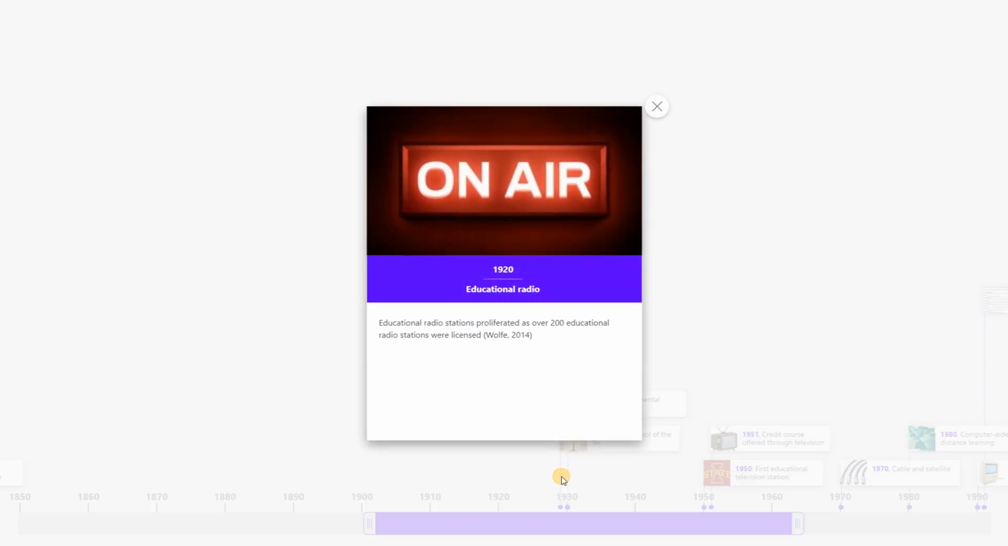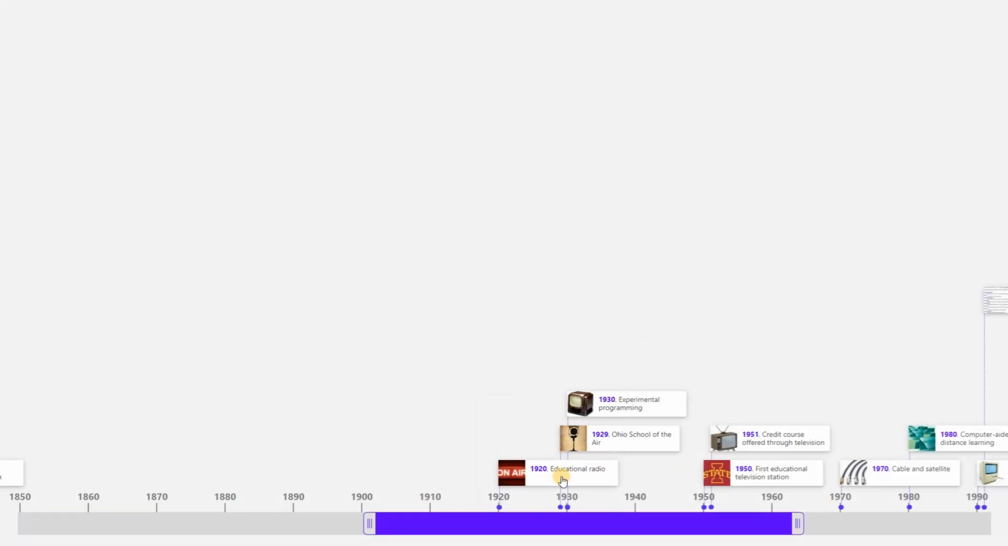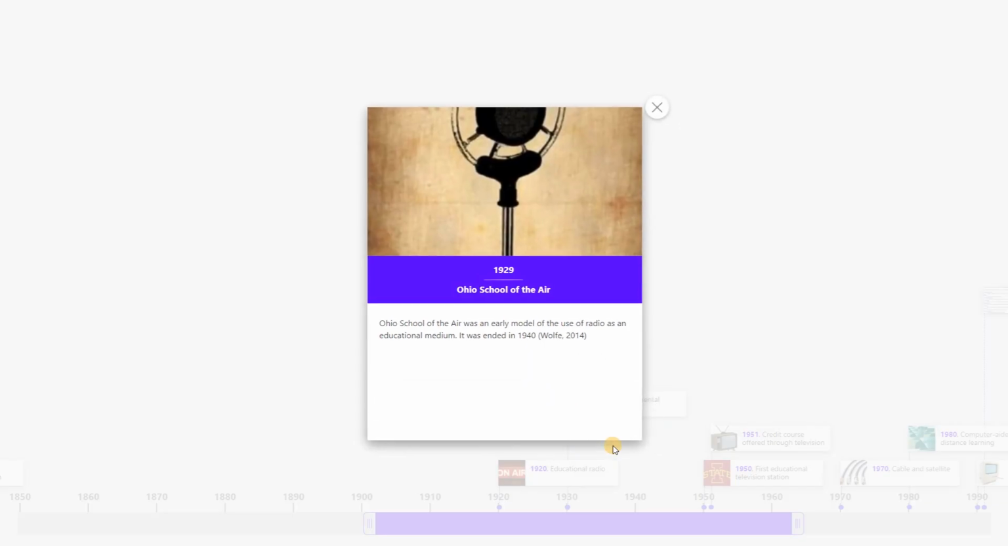In the 1920s, distance education took a new step with the rise of radio education. Over 200 radio stations were permitted to broadcast educational programs. This medium brought education directly into homes through the airwaves, reaching a broader audience, including those who couldn't read or write. Then came another milestone in 1929, with the launch of the Ohio School of the Air. This initiative showcased the immense potential of radio as a mass educational tool, continuing its broadcasts until 1940. It was the first successful experiment of distance education through mass media.